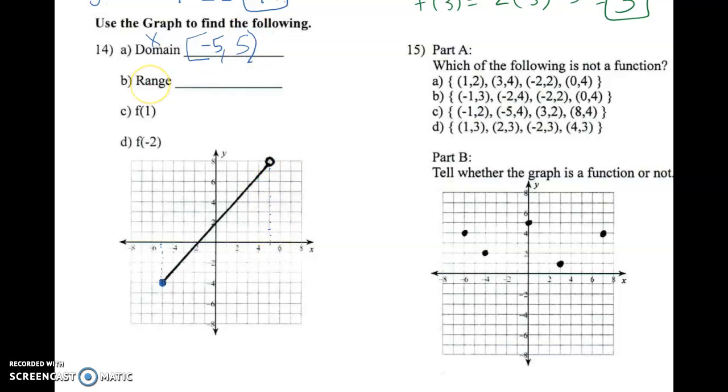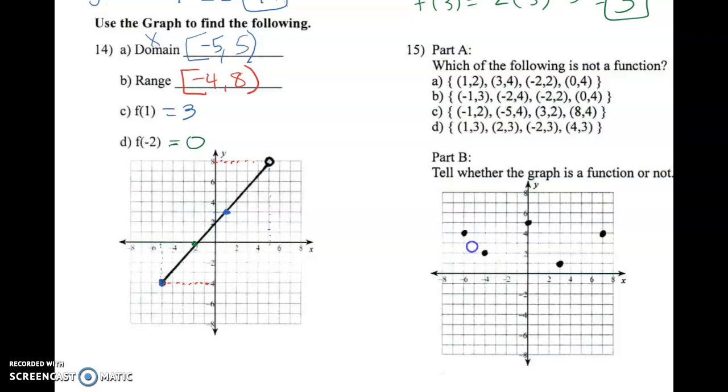For the range, I'm looking at my y values, so I'm looking here and here. So it goes from -4 to 8. And again, since this one down here at -4 is a closed circle, it's a bracket. And the one up here is an open circle, so it's a parentheses. For C, it says f of 1. So if I'm looking at my function here, I go to where x is 1 and I find what y is. So here's where x is 1. What's y's value? 3. And where x is -2, what's y's value? Looks like it's a little off. It should be 0.